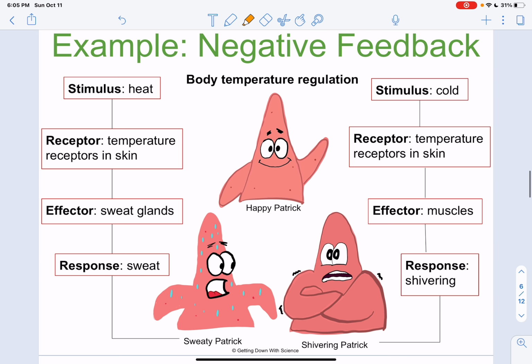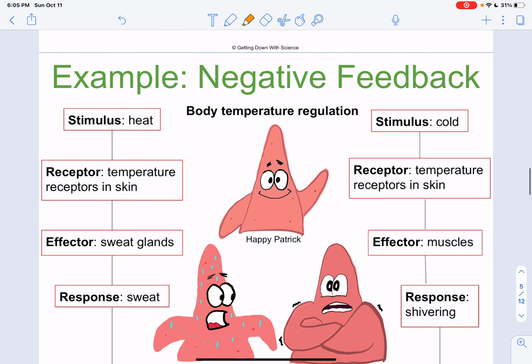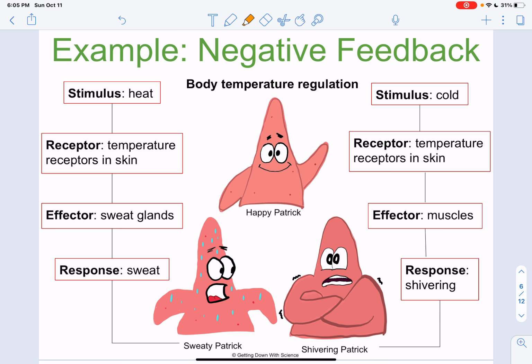So let's use Patrick Star as an example. Let's say Patrick Star is trying to maintain his internal body temperature. However, the first stimulus he might face is heat. The receptor that's going to activate is the temperature receptors in the skin. That's going to tell the brain. The brain's like, okay, initiate the effect, which will be sweat.